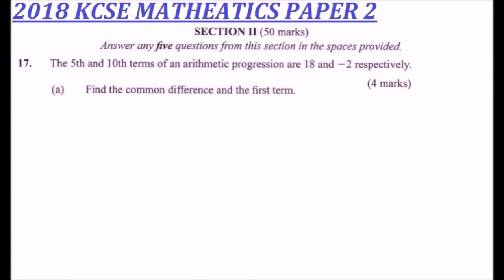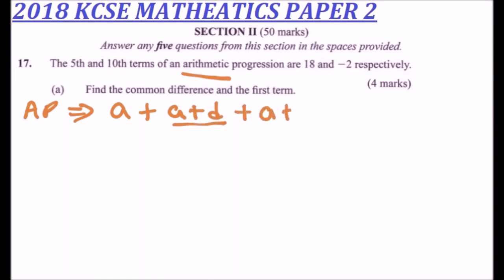So the first thing we need to understand here is what is an arithmetic progression. Arithmetic progression, we popularly write it as AP, is written as a, then a plus d, this is the second term, plus a plus 2d, this is the third term, and on and on, plus the nth term is a plus (n minus 1) into bracket d. So that is the arithmetic progression.